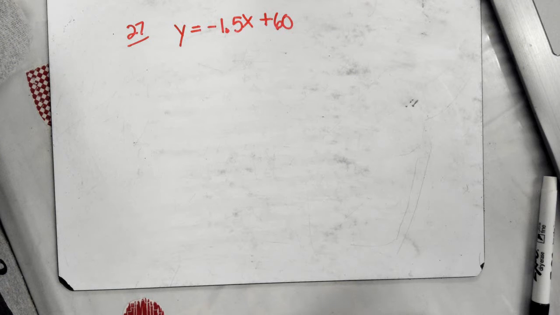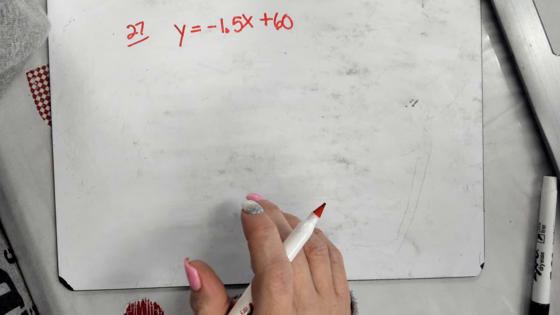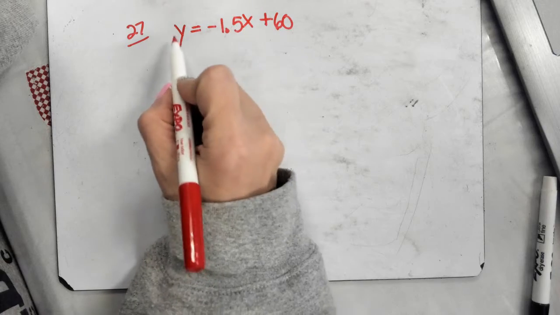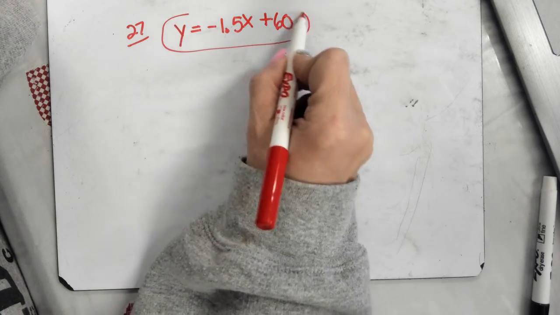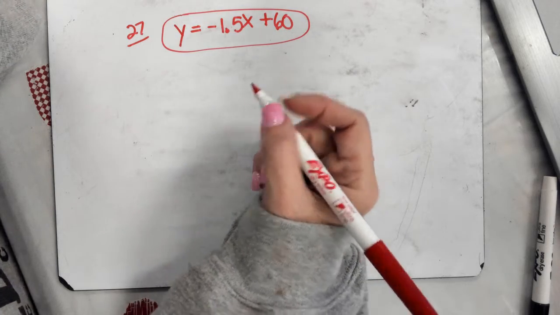Okay, number 27 was a griddable one. It said a paper airplane was thrown from the top of a building. The height of the paper airplane above the ground can be modeled as this. So it gives us this equation. And then it wants to know, how long did it take the paper airplane to hit the ground?